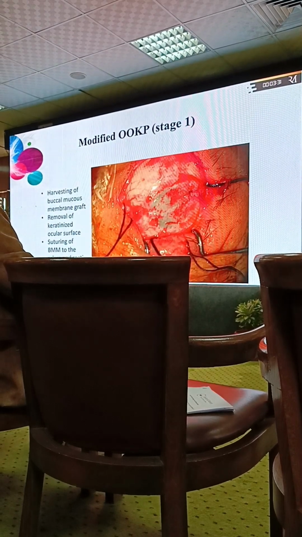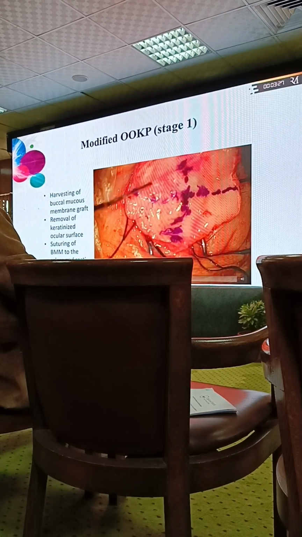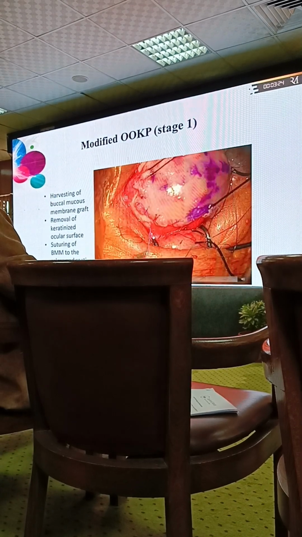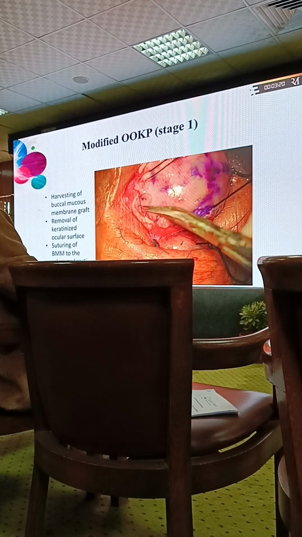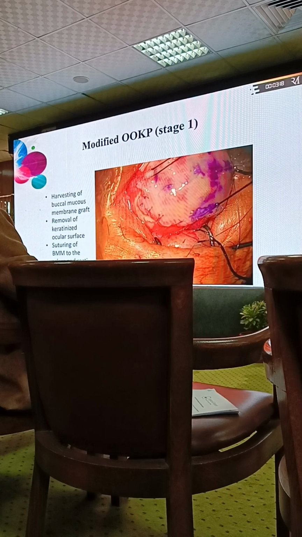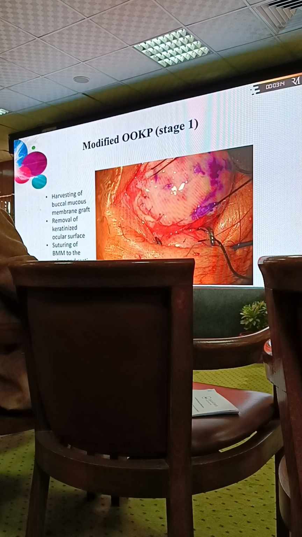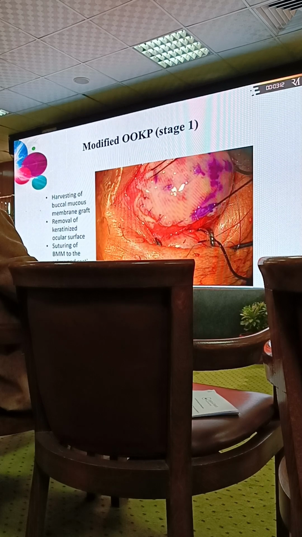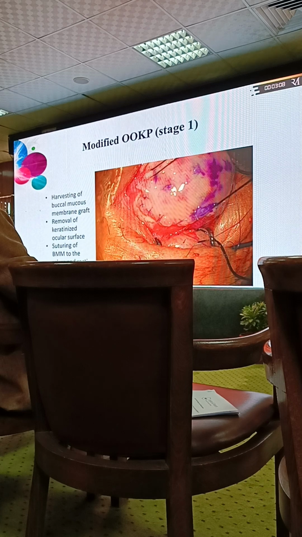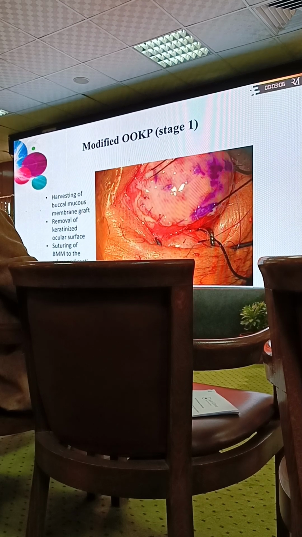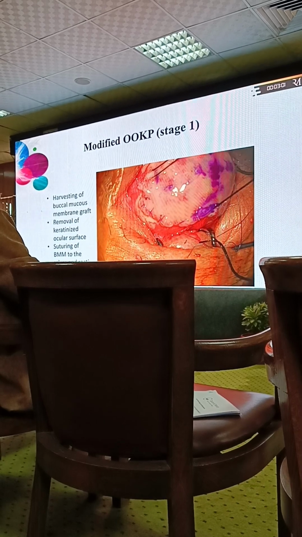Stage 1 is harvesting of the buccal mucous membrane and preparing the ocular surface, removing all the conjunctiva and the keratinized surface. Attach the buccal mucous membrane to the ocular surface. The buccal mucous membrane is a protective mechanism instead of the conjunctiva and the corneal epithelium. It is considered able to resist desiccation, dryness, and any external trauma.